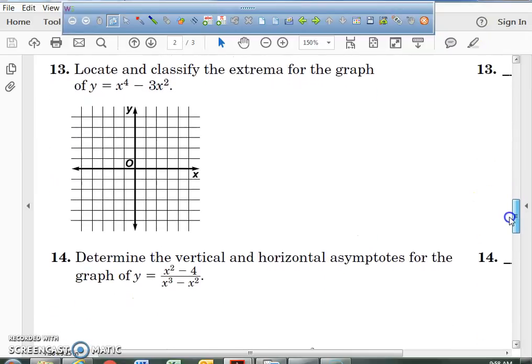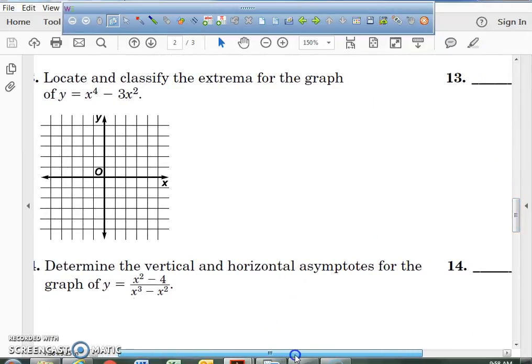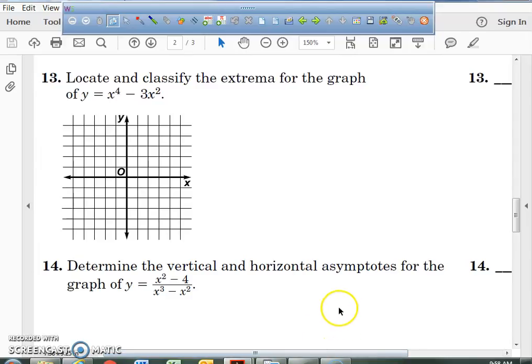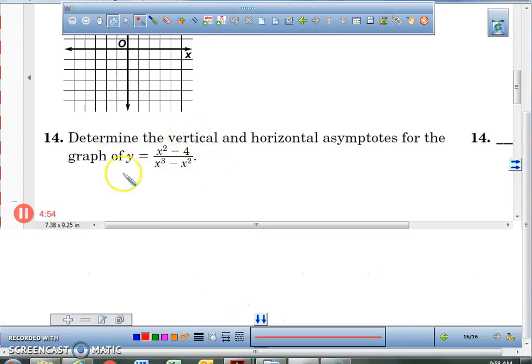All right, let's look at problem number 14 now. Scrolling down to number 14. Ooh. This one says what? Determine the vertical and horizontal asymptotes for the graph. So the first thing I want you guys to do is, first of all, write this equation down in your journal.